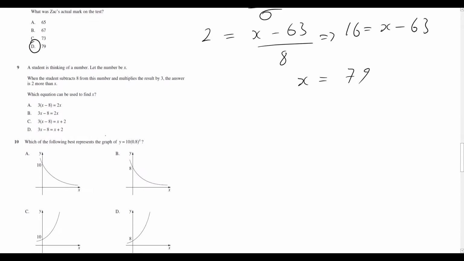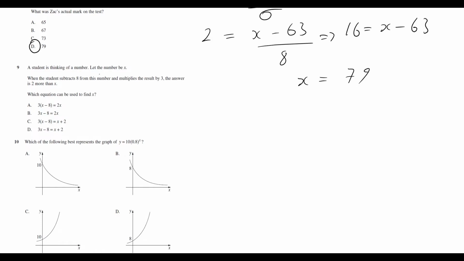Okay, question 9. A student is thinking of a number. Let the number be x. When the student subtracts 8 from this number and multiplies the result by 3, the answer is 2 more than x. So which equation can be used to find x? So let's not bother reading through those options. Let's just quickly figure this one out for ourselves.